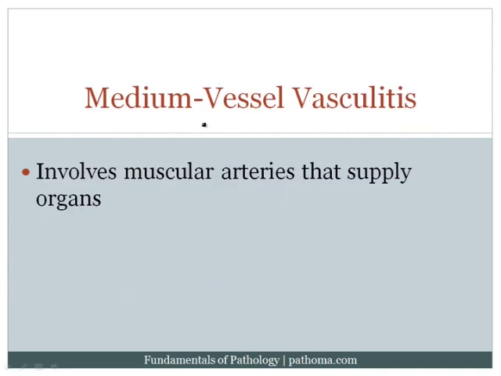The next of the disorders are the medium vessel vasculitides, and these involve muscular arteries. And I'd like to highlight that it's the muscular arteries that define a medium vessel. These muscular arteries are the ones that supply organs, and so it'll be these medium-sized vessels that supply organs. For example, the renal artery would be one classic example.